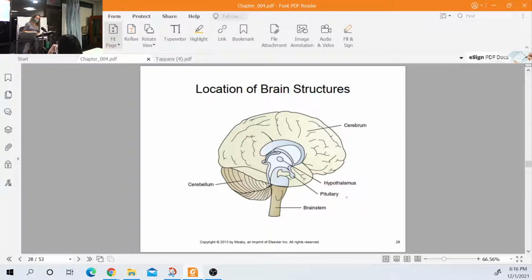The cerebrum has 5 lobes. Most of them are named for the bone that's next to it. One is not. We'll learn those in a couple of weeks.